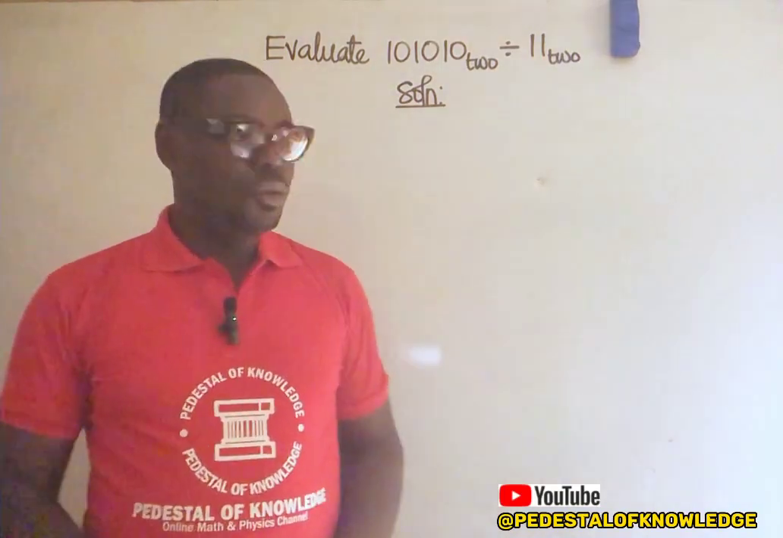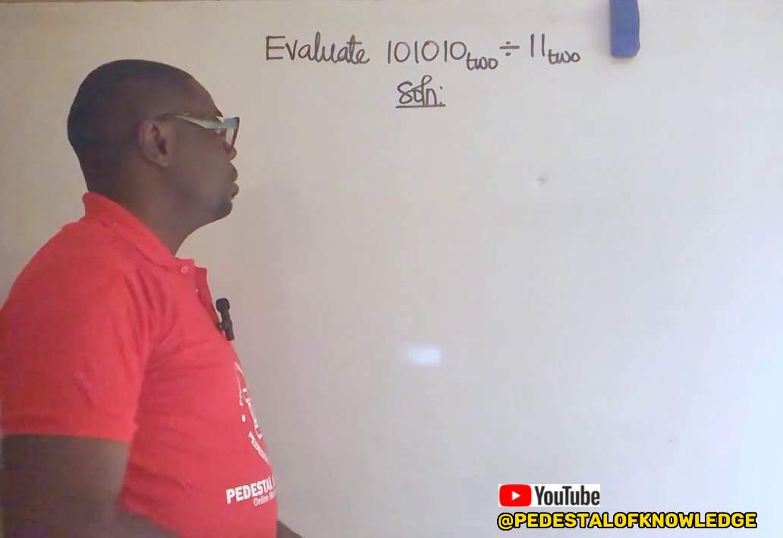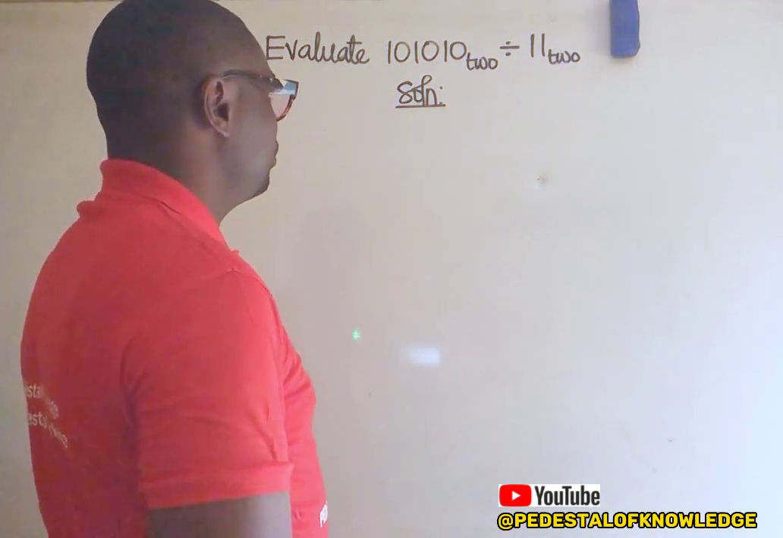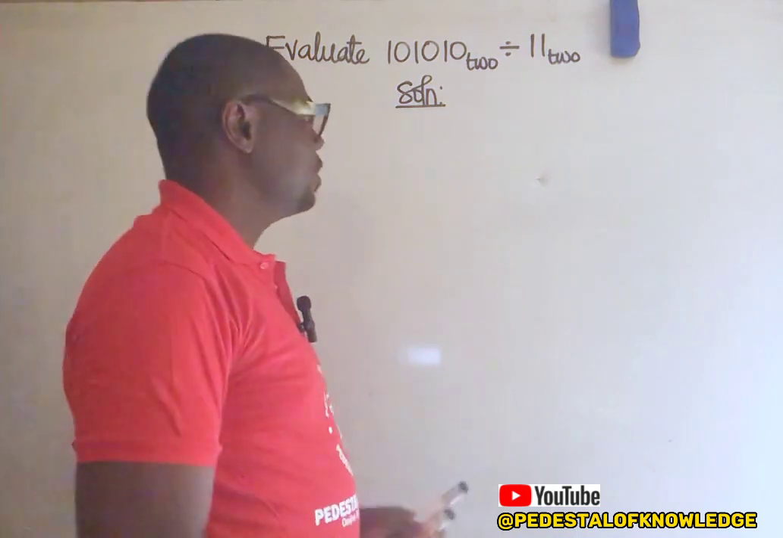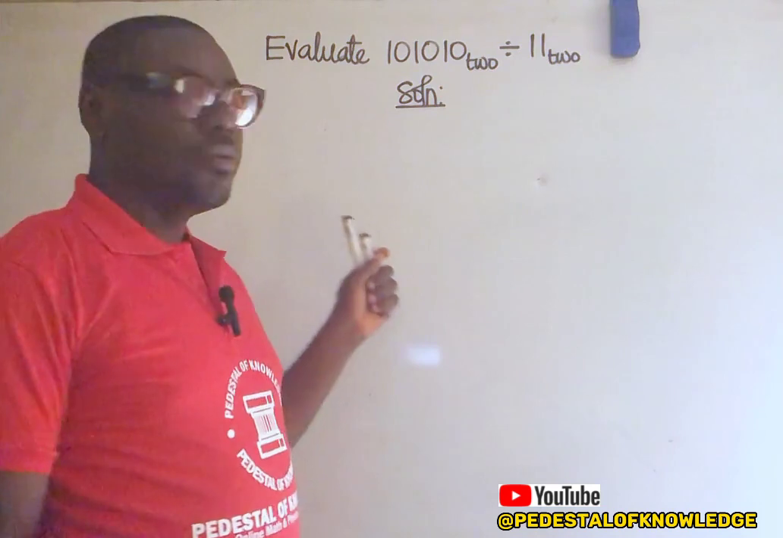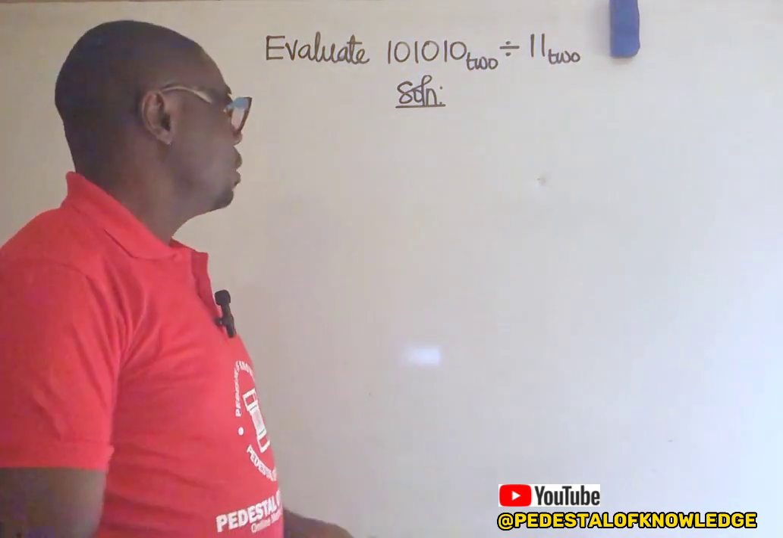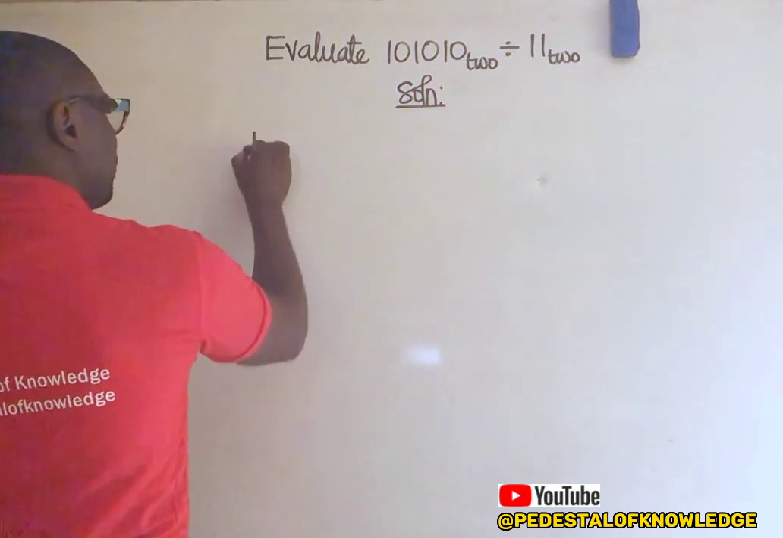Hello guys, we shall use this question to understand how division is done in base 2. It says evaluate 101010 base 2 divided by 11 base 2. In order to solve this problem, we shall convert the numbers to base 10 before we can start.